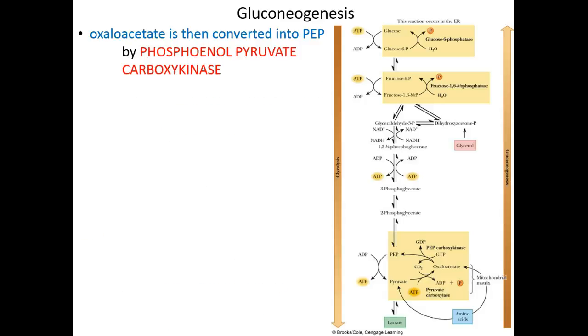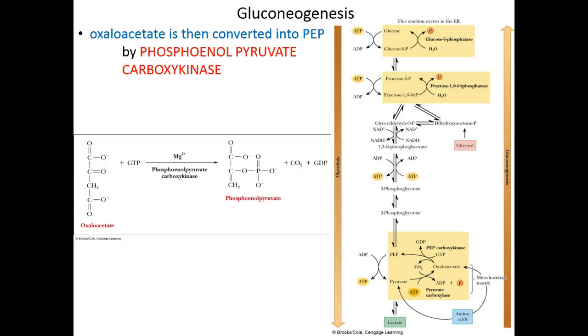But remember, we're trying to get back to PEP, so we have to do a second step. Oxaloacetate can be converted into phosphoenolpyruvate by using an enzyme called phosphoenolpyruvate carboxykinase. If you think of that enzyme name, it's telling you that two different reaction types are occurring, a carboxylation and a kinase reaction. The carboxylation is making reference to that carbon dioxide we added a moment ago. In fact, we're going to remove it, and the kinase is going to take its place because we are, of course, trying to make phosphoenolpyruvate.